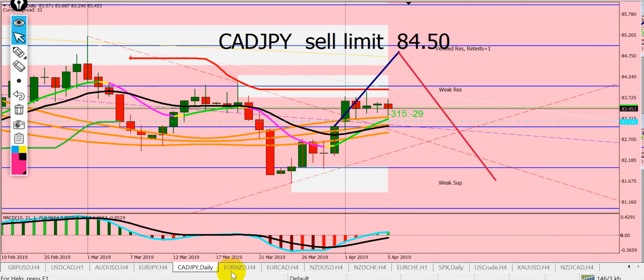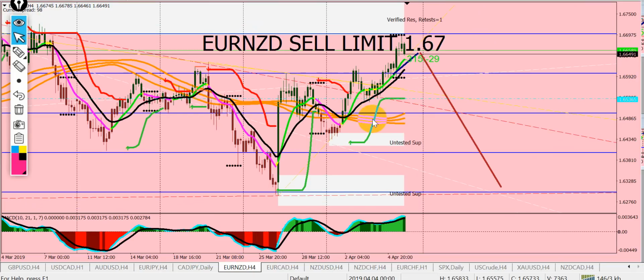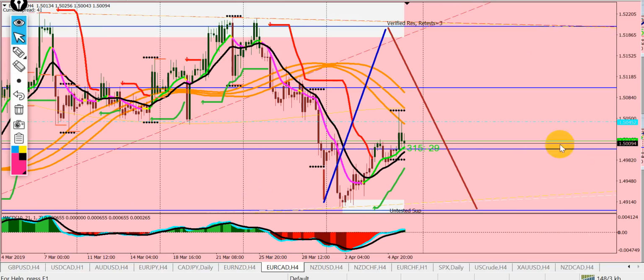Euro New Zealand, so we've said we expected a little bit of a run and then sell at 1.67. We forecast the euro to go up, but also forecast the New Zealand to go up stronger. So we will forecast this to come down. Euro CAD, just avoid this one.